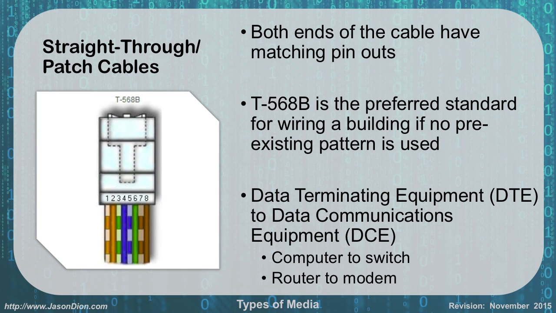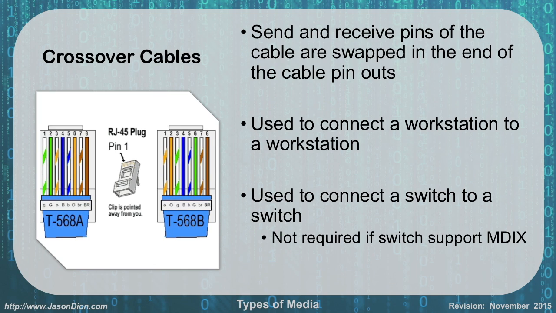When you go past that, then you start getting into crossover cables. And that's where you have the A standard matching up to the B standard. What we did here is we are actually swapping pins 1 and 2 with pins 3 and 6, and pins 3 and 6 with pins 1 and 2, which is our transmits and our receives. By swapping those, it allows us to connect a computer to a computer or a switch to a switch.